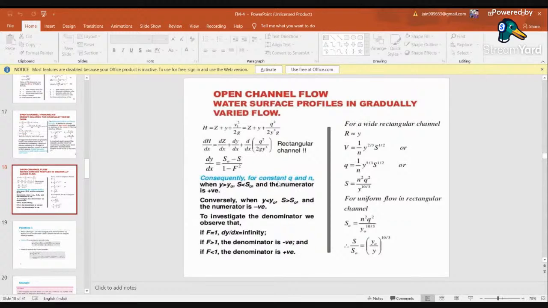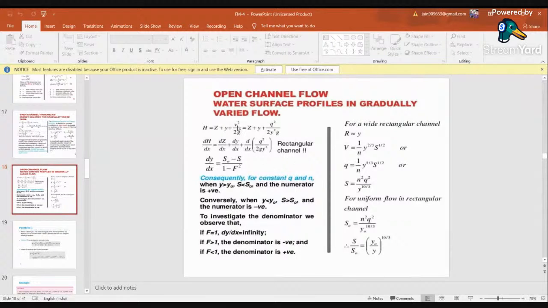Now here, a few conditions are given. If the Froude number equals 1, then dy by dx is infinity. That is, if the Froude number is 1, the section will be a critical section and the slope will be infinity. If it is greater than 1, then the denominator is negative. And if the Froude number is lesser than 1, then the denominator is positive, and it will give you a positive answer.